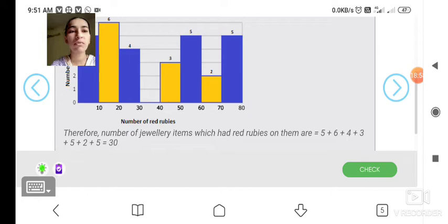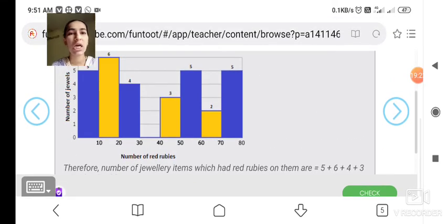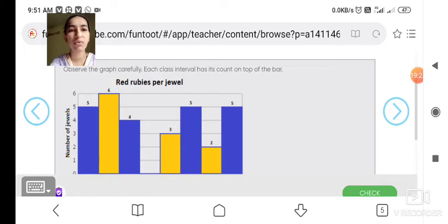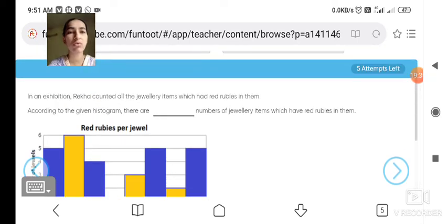So therefore the number of jewelry items which had red rubies on them is 5 plus 6 plus 4 plus 3 plus 5. You have to count all the bars which show a number. That all is 30. Take the addition of all: 5 plus 6 plus 4 plus 3 plus 5 plus 2 plus 5. So it's showing 30. Okay, so you have to write 30 here. Understand how to write. First take the addition of all that, and you will get the answer.